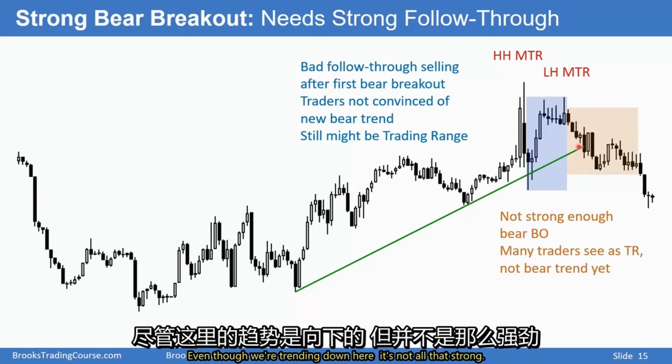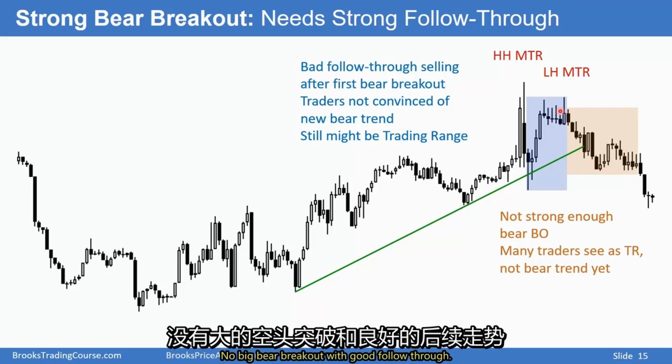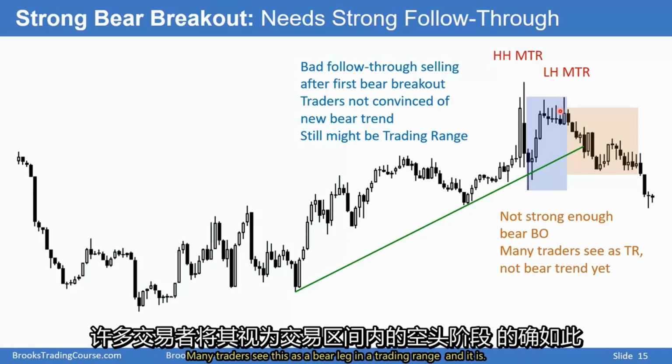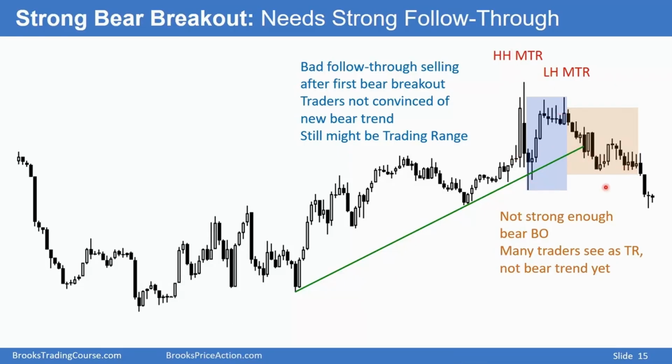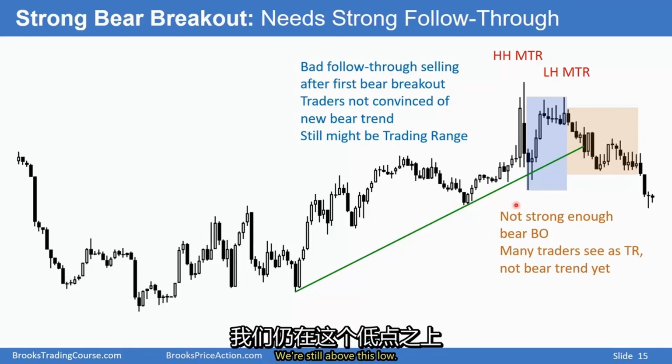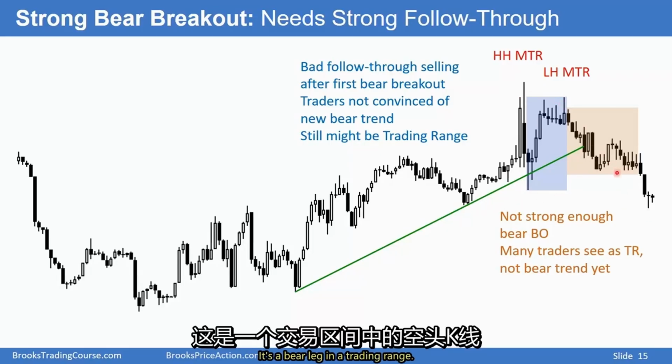Even though we're trending down here, it's not all that strong. No big bear breakout with good follow through. Many traders see this as a bear leg in a trading range, and it is. We're up, we're down, we're up, we're down. We're still above this low, we're still above this low. It's a bear leg in a trading range.